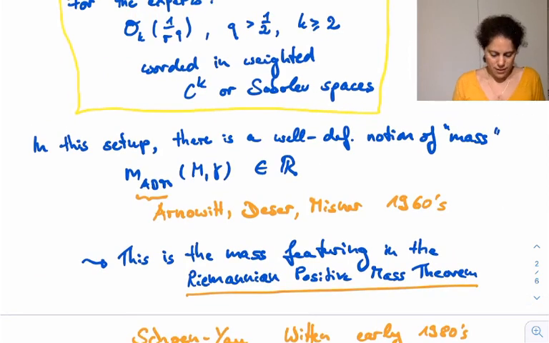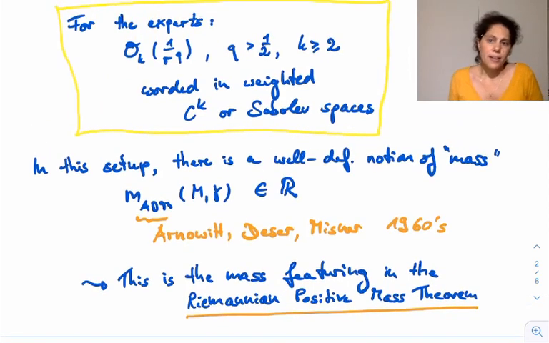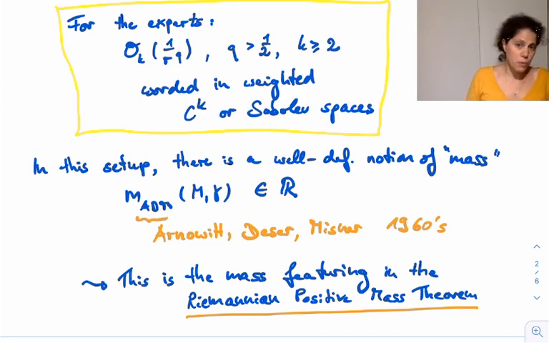For the experts among you, the lower order terms are characterized as O_k of 1 over r to the power q, where q is some real number bigger than 1/2, and k is a natural number bigger than 2. And this can be worded also in weighted C^k or Sobolev spaces, and the k, for the non-expert, means that this description of the metric looking like delta_ij plus lower order terms continues to hold up to k derivatives, with the lower order terms being adjusted appropriately.